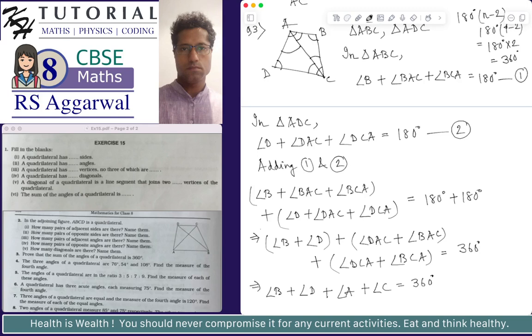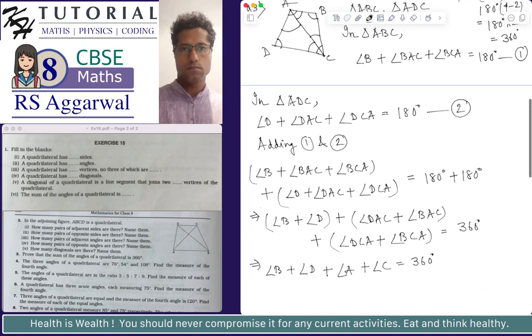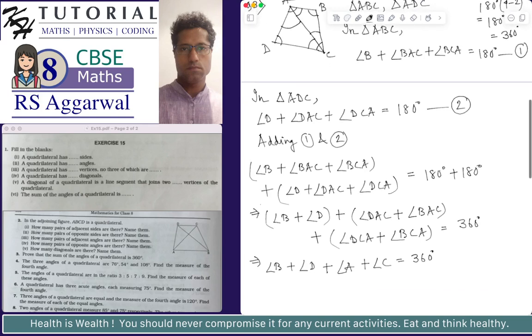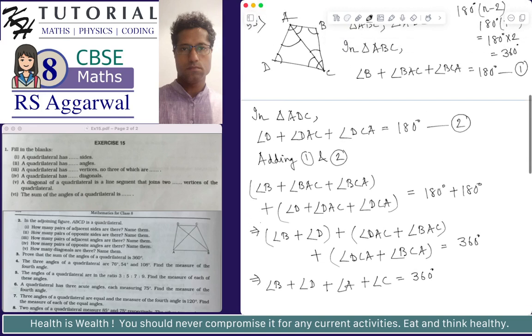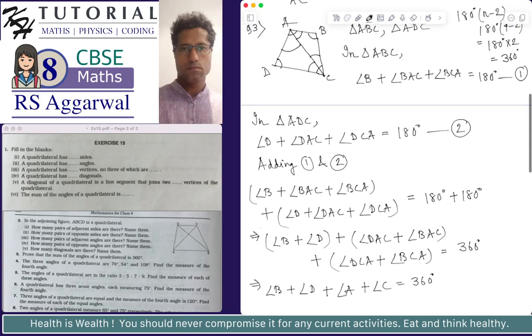Hence it is proved. On the left hand side, we have all the angles of the quadrilateral, angle A, angle B, angle C, and angle D, the sum of all the angles of the quadrilateral. On the right hand side, we are getting 360 degrees. So it is proved that the sum of all the angles of a quadrilateral is equal to 360 degrees.